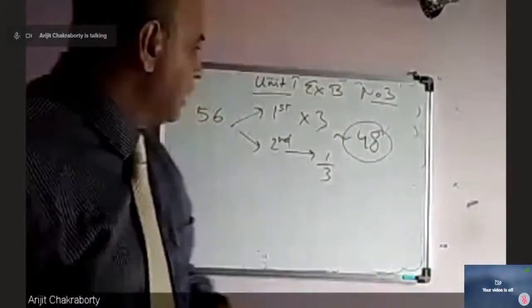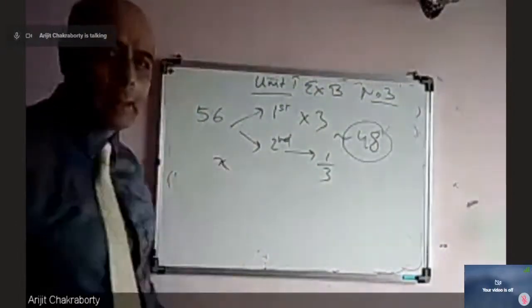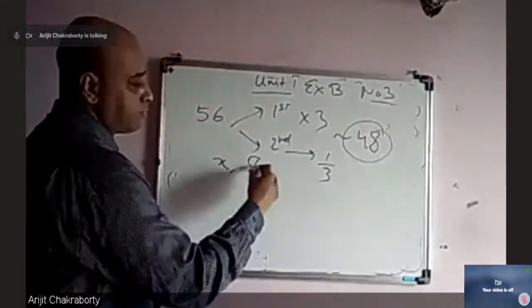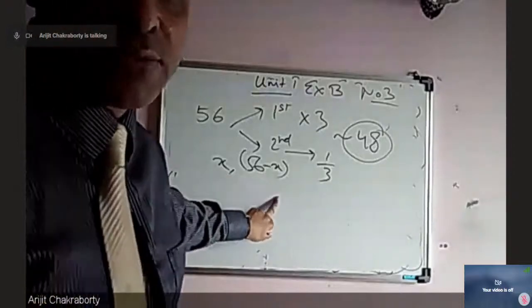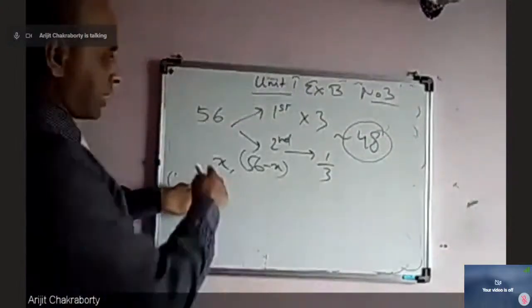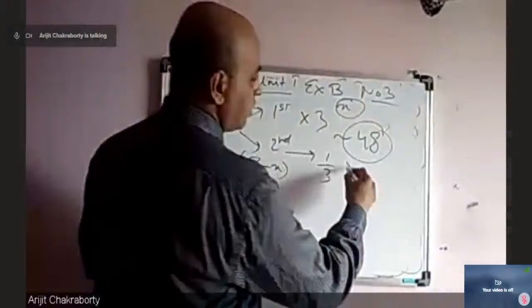Okay. So let one part be x. So the other part is how much? 56 minus x. One part is x. The other part is 56 minus x. First part is x, and the second part is 56 minus x.